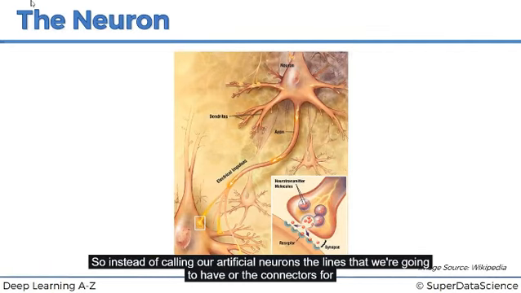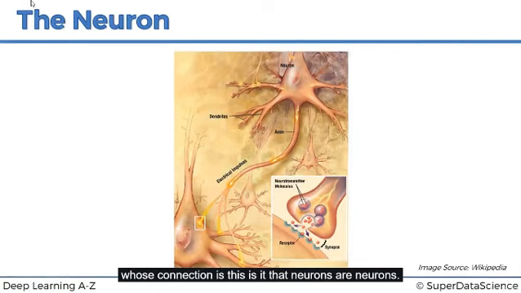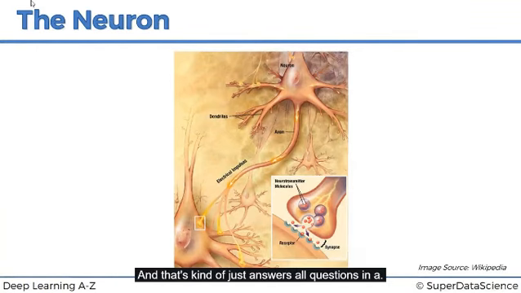So instead of calling the lines, or the connectors, for our artificial neurons axons or dendrites, because then the question is, whose connection is this? Is it that neuron's, or is it this neuron's? We're just going to call them synapses. And that just answers all questions right away.